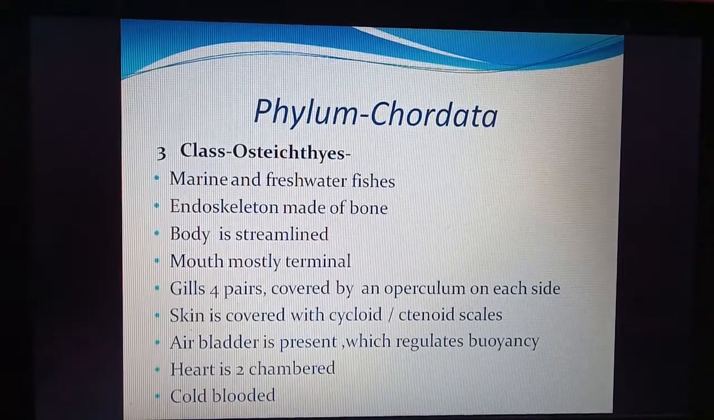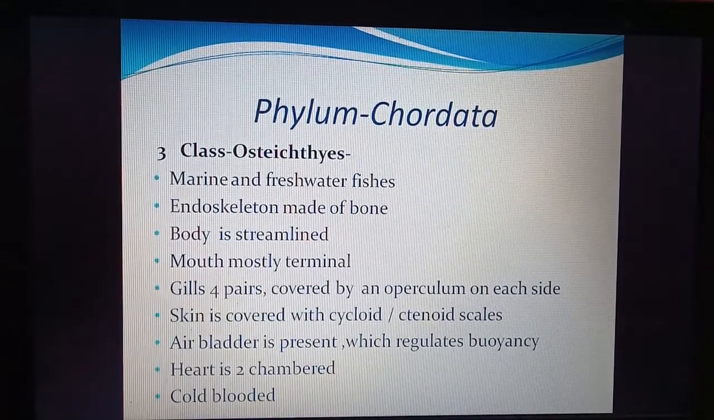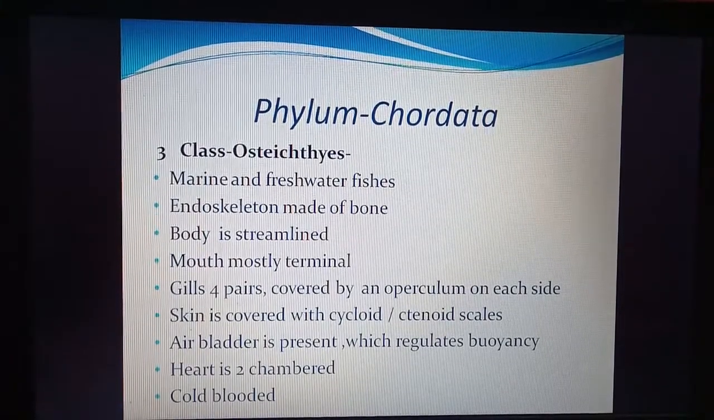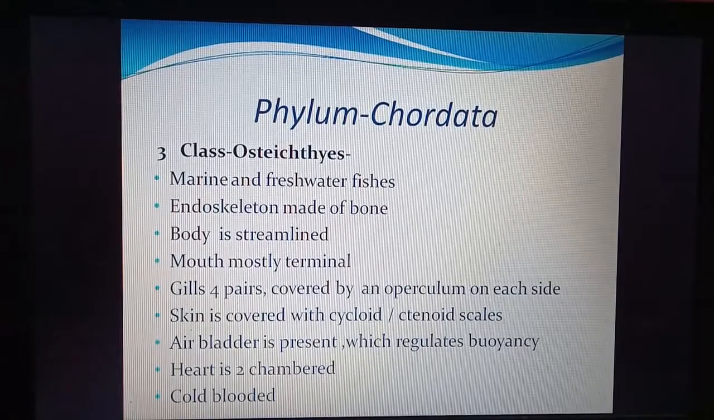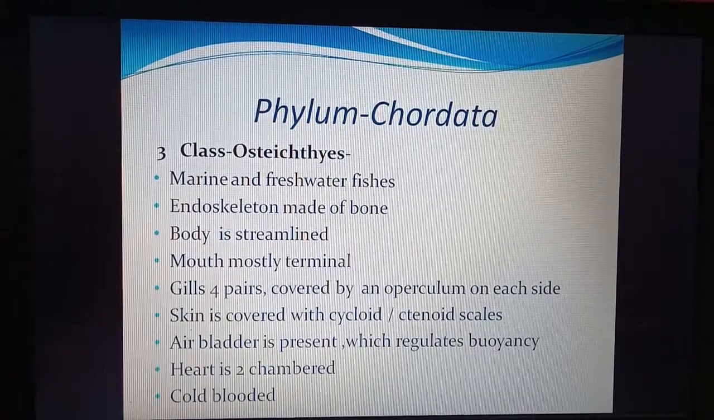So they are marine and freshwater fishes. They are found in marine water as well as some in freshwater. The endoskeleton is made of bone, so the internal skeleton is made up of bone. That's why they are also called bony fishes. The body is streamlined, so it is pointed in the anterior part and broad in the center like a boat. The mouth is mostly terminal. Terminal means it is found at the end.